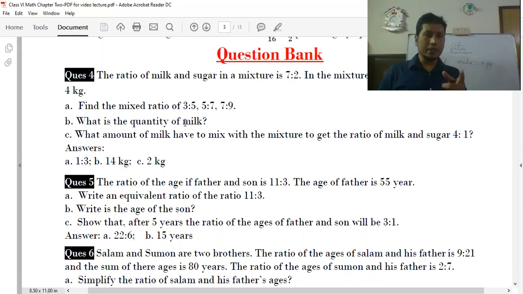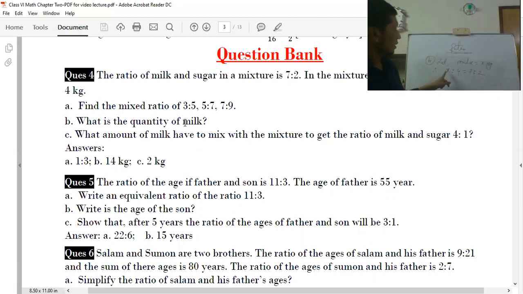Now milk is to sugar is given 7:2. So we can write down x:4 equal to 7:2. Why can we write it? Because milk is to sugar is 7:2. You can see the ratio is given. Milk is to sugar will give the equivalent ratio. They will make the equivalent ratio. That's why we can write this.